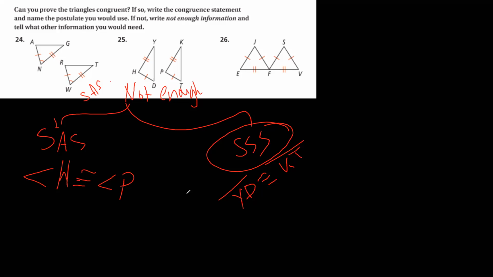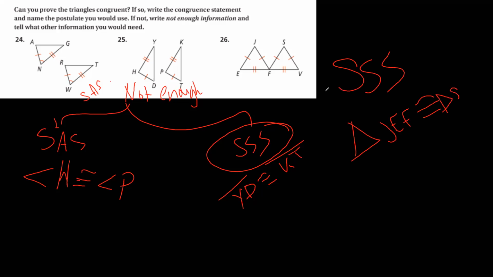Now, look at number 26. What postulate do I need to use now? SSS, because how many sides are congruent? I have 3 sides congruent, so I will use SSS. What will my congruence statement be? The triangle GEF is congruent to the triangle SFV.